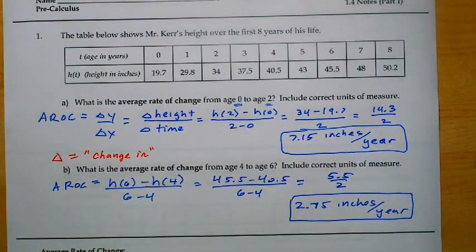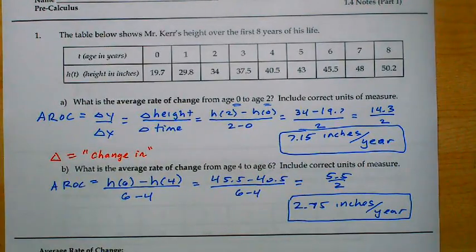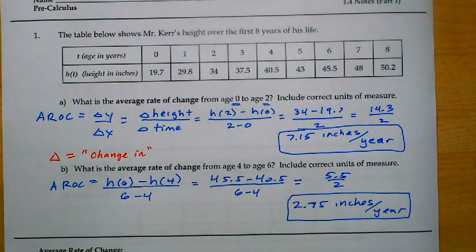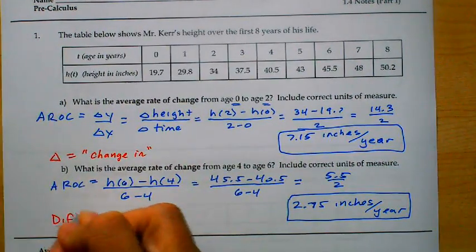Okay, welcome back, pre-calculus. Hopefully you have some values here that match what I've computed. h of 6 minus h of 4 all over 6 minus 4. Crank that out. Feel free to use a calculator, and from the time Mr. Kerr was 4 to 6, he grew on average 2.75 inches per year.